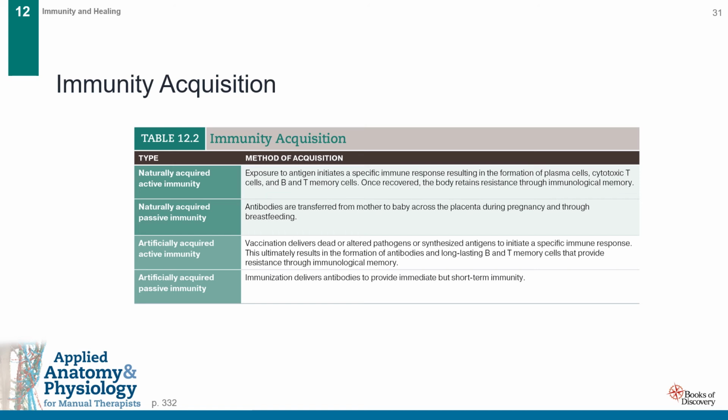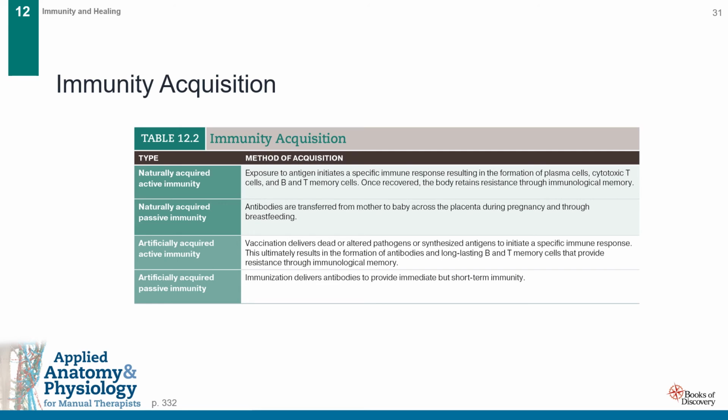With naturally acquired active immunity, the method of acquisition is exposure to antigen which initiates a specific immune response, resulting in the formation of plasma cells, cytotoxic T cells, and B and T memory cells. Once recovered, the body retains resistance through immunological memory. With naturally acquired passive immunity, antibodies are transferred from mother to baby across the placenta during pregnancy and through breastfeeding.